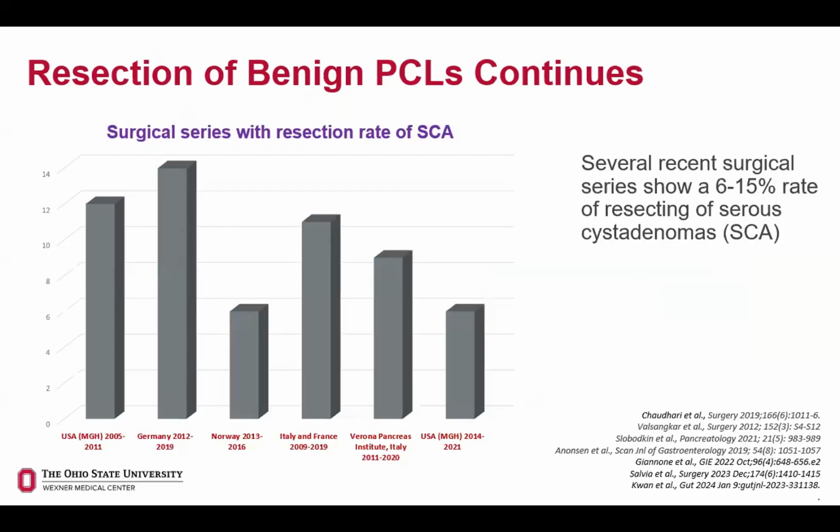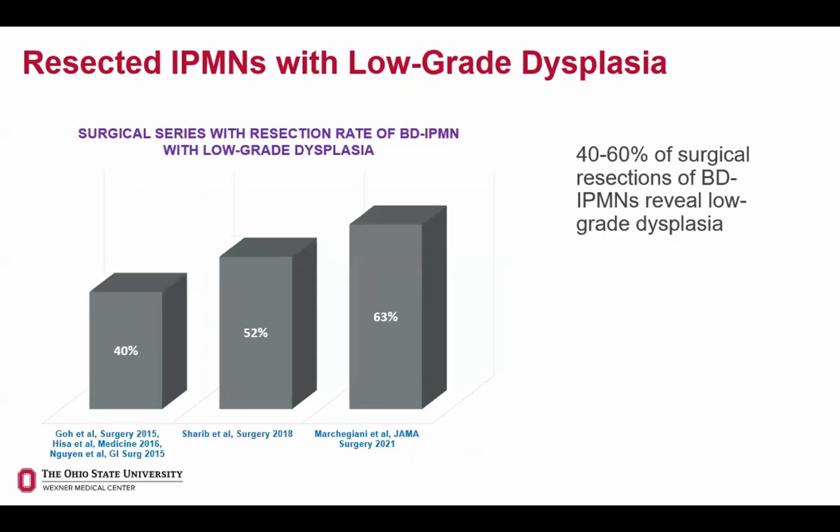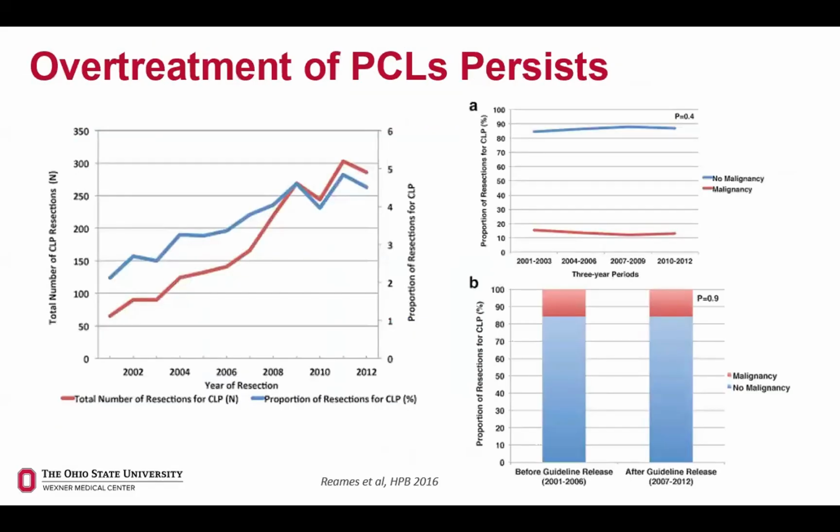the rates of resecting benign pancreatic cystic lesions continue to persist. So this is a summary of relatively recent surgical series that looked at the proportion of resected patients that had serous cystadenoma, with rates ranging from 6 to 15%. And when you look at, again, relatively recent surgical series at major tertiary centers of patients who've had resected IPMNs, rates of low-grade dysplasia in their pathology range from 40 to 63%. And so this supposed over-treatment has really persisted over time.